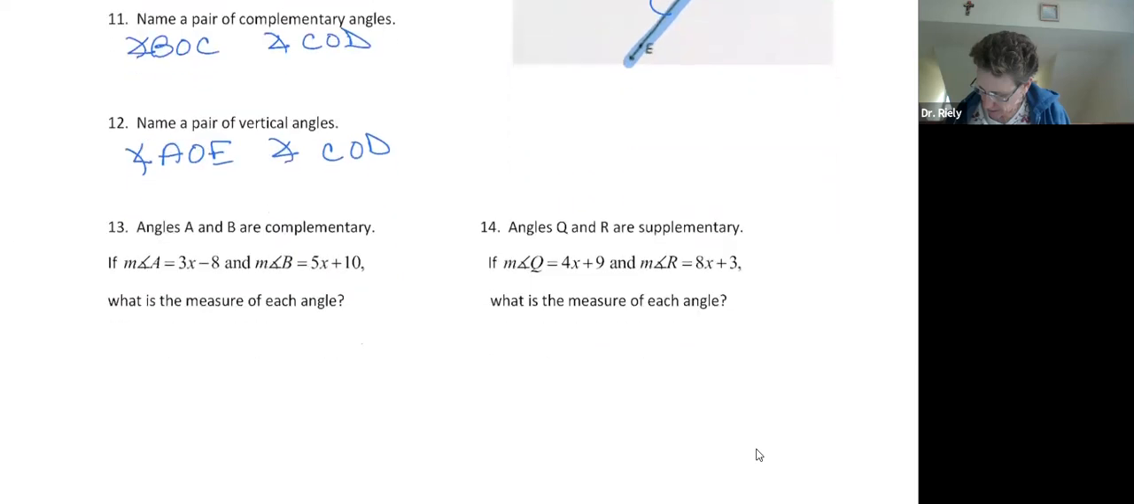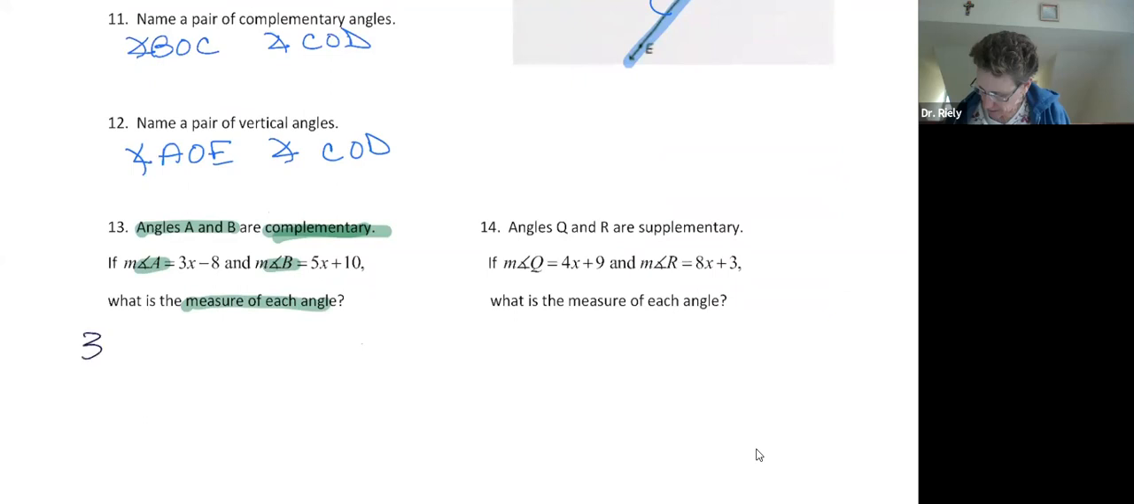Okay, last two questions, and we've gone through the whole review. Angles A and B are complementary. Okay, here's A, here's B, and they are complementary. What's the measure of each angle? Okay, so think about what you're going to do. You know they're complementary, they have to add up to 90.